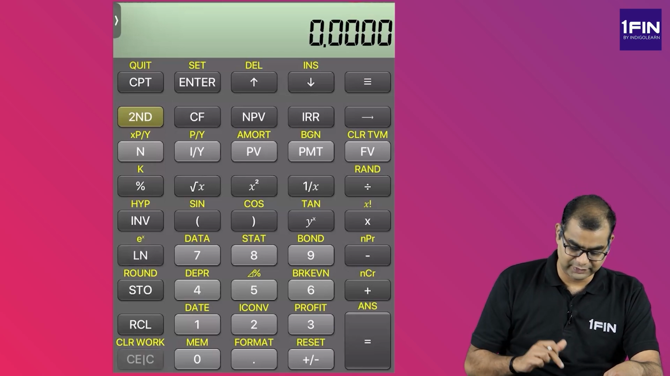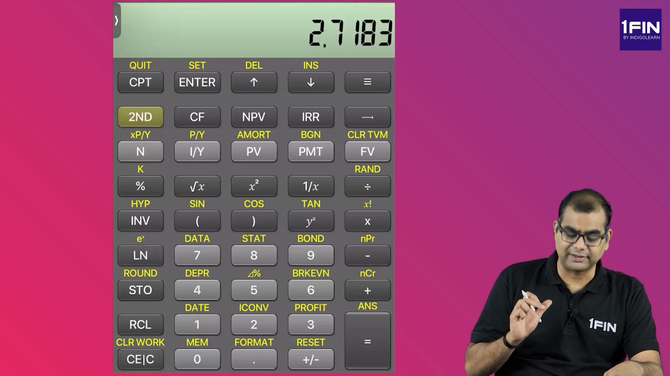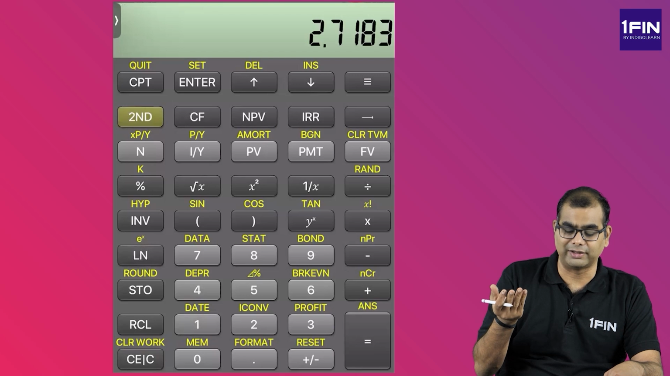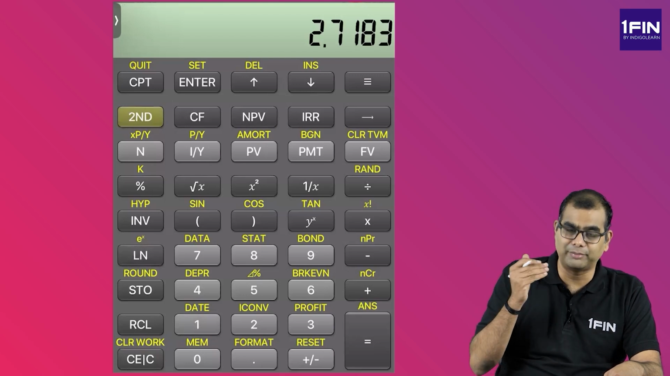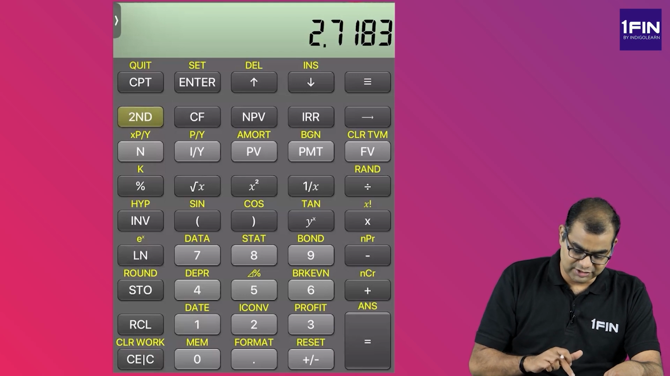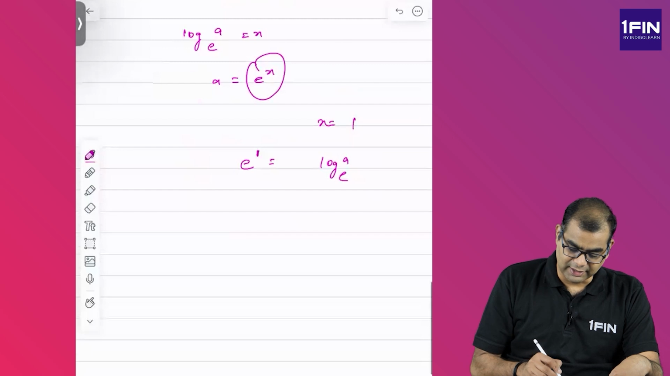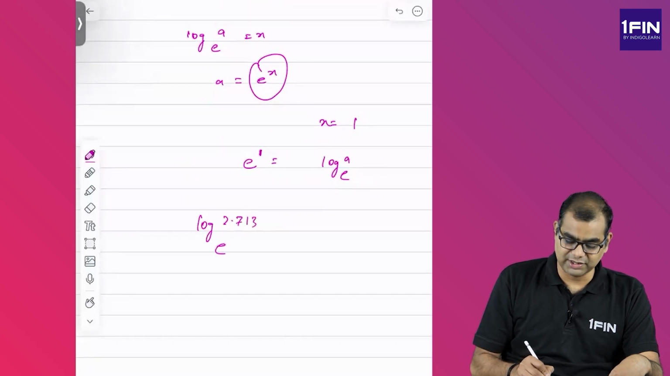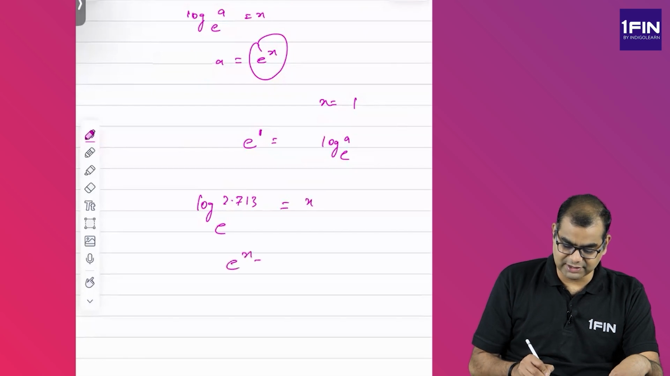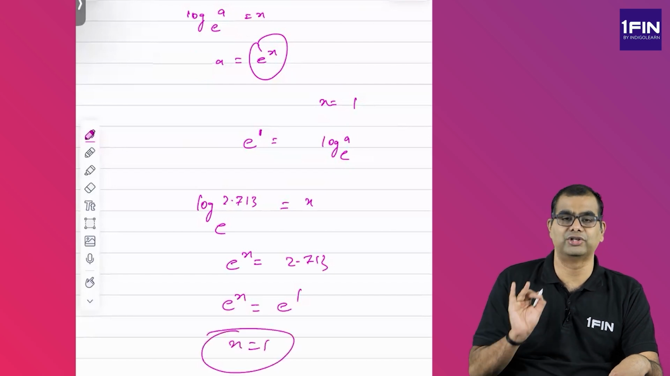Let me repeat. 1, second ln, that is, I have computed e power 1, I got 2.718. Now for this 2.718, if I compute the logarithmic value to the base e, what will I get? Just press ln, you will get back 1. So this is what I was trying to explain. Log 2.713 to the base e is equal to x, e power x is equal to 2.713. So e power x is equal to e power 1, x is equal to 1. This is the answer that you got there.